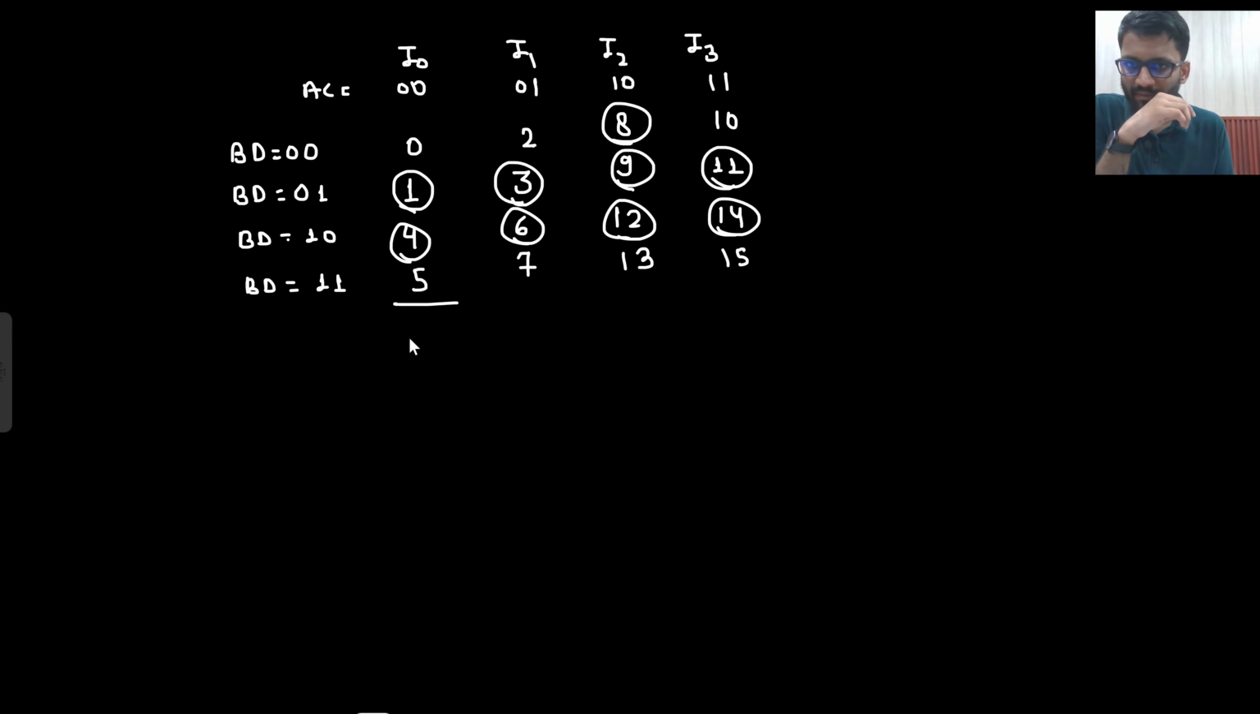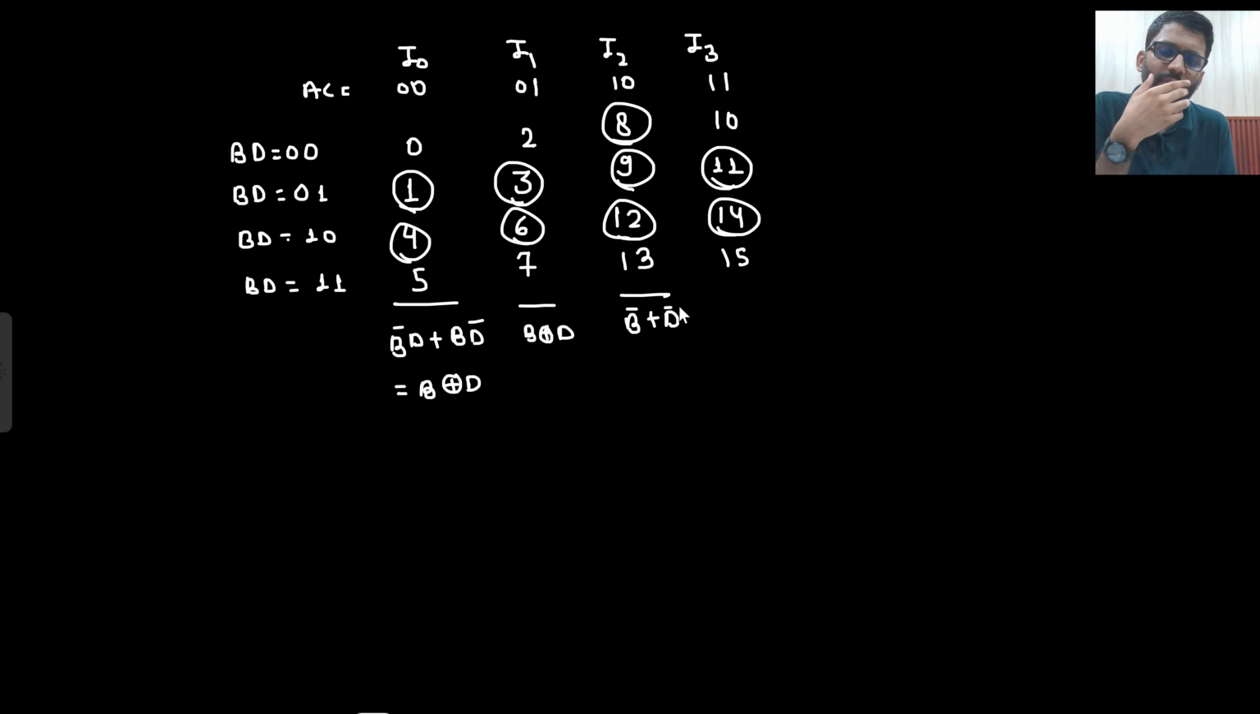What will you get here? B bar D plus B D bar, that is B XOR D. Same goes here, B bar D plus B D bar, B XOR D. What about this? B bar plus D bar, say yes or no? Or I can write B D bar. How did I do that?